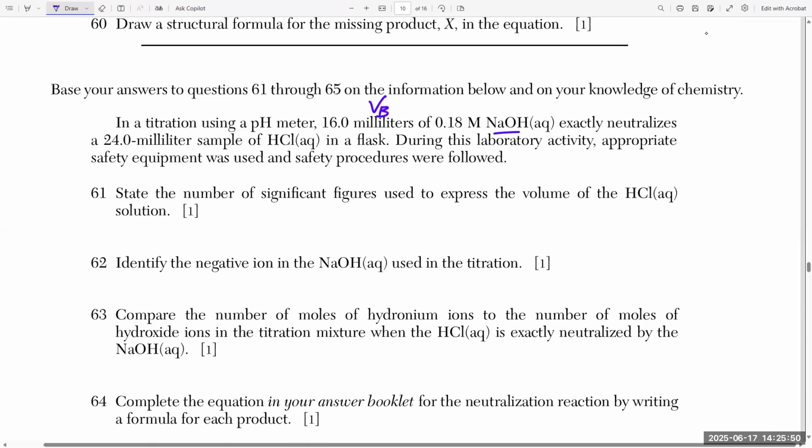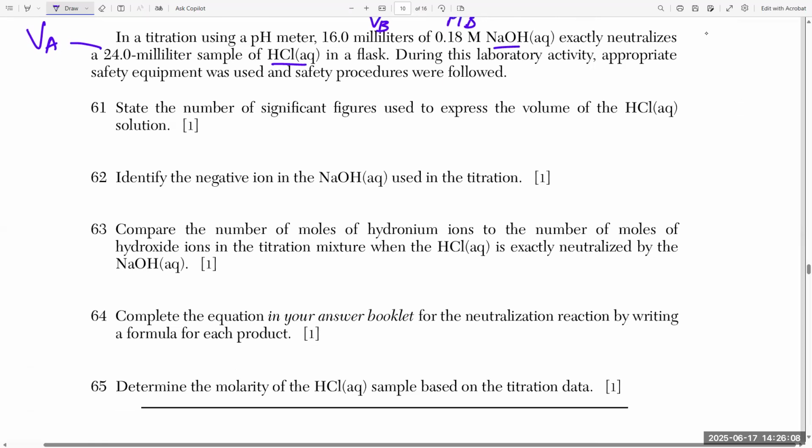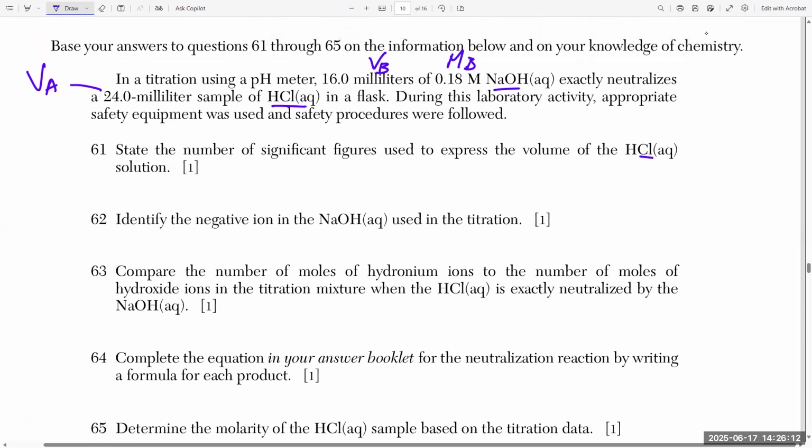I'm going to put VB, and that's MB already. Exactly neutralize a 24 milliliter sample of HCl, that's VA, in a flask. Can you tell what we're going to be asked to do later? Right? During this laboratory activity, okay, so it's safety equipment, blah, blah, blah. State the number of sig figs used to express the volume of the HCl. All right, so let's go take a look. It's 24.0, right? What do we know about the trailing zero?